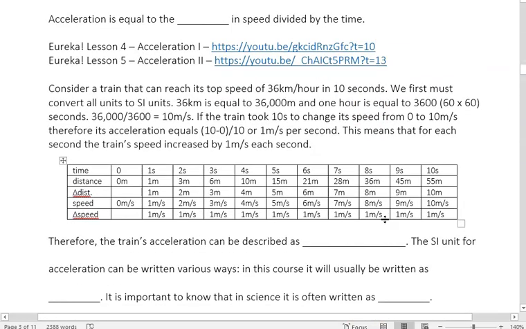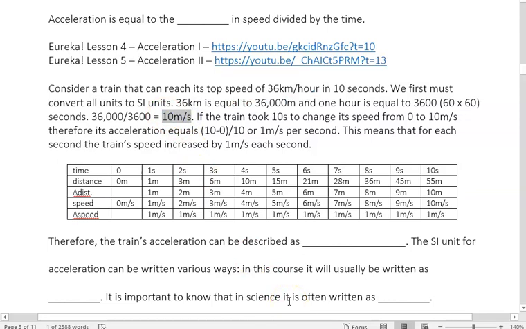So consider a train that can reach its top speed. All of this that I'm about to talk about is covered in this second acceleration video. Consider a train that can reach its top speed of 36 kilometers per hour in 10 seconds. Now, we can convert that into meters per second by dividing by 3.6.